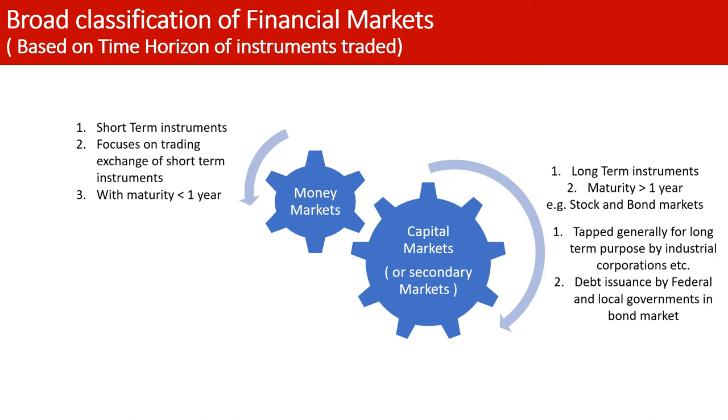For example, stocks and the bond markets are the most widely explored markets, preferred by investors. Now, they are tapped generally with the objective of long-term purposes by industrial corporations, etc. And another objective which can be there is for the debt issuance by the federal and the local governments in the bond markets.